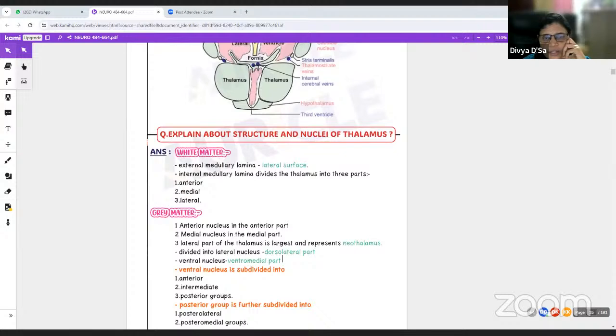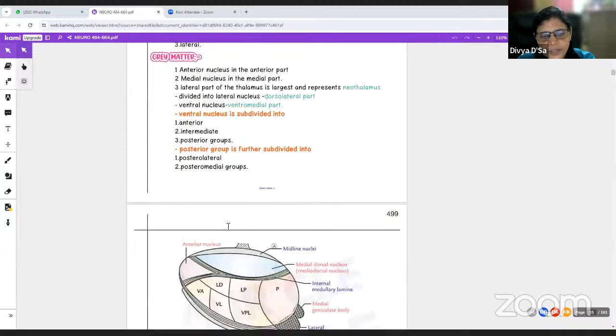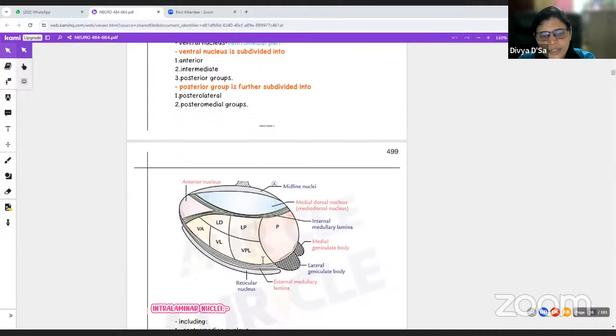Explain the structure and the nuclei of the thalamus. Basically it has white matter and gray matter. The entire central nervous system has white matter and gray matter, right? So what does the white matter contain? White matter contains the external medullary lamina, nearly on the lateral surface, and the internal medullary lamina, which divides the thalamus into three parts: anterior, medial, and lateral. You can see here, this is the external medullary lamina, and this is the internal medullary lamina, which is dividing it into anterior, medial, and lateral.